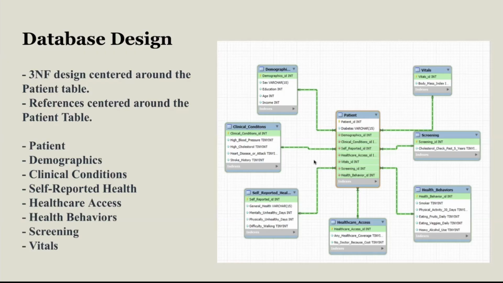There's also health behaviors, such as if they're a smoker, are they physically active every day? Do they eat fruits and veggies? And are they a heavy alcohol user? There's also screening, which checks if they have had their cholesterol checked in the last 5 years. And there's also the vitals, which shows what their BMI is.